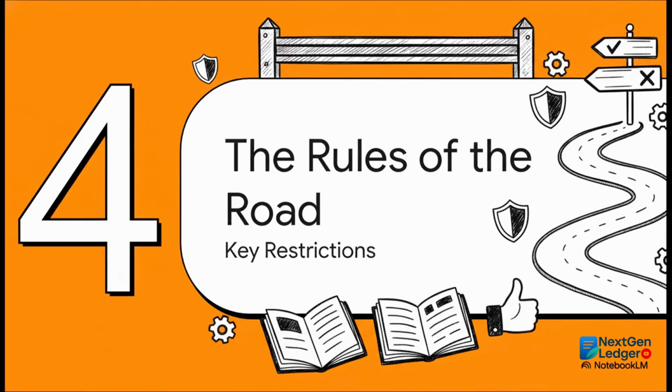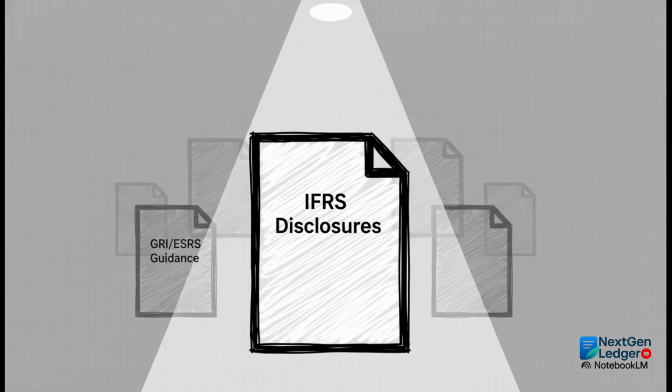All right, Section 4, the rules of the road. Because all this flexibility is powerful, for sure, but it comes with some really important guardrails to make sure everything stays legit. Rule number 1, and this is a big one, you can't use these other sources as an excuse to hide or bury the stuff that's already required by other IFRS standards.